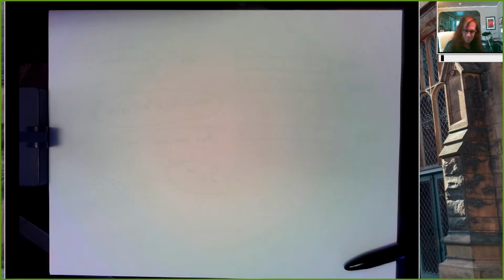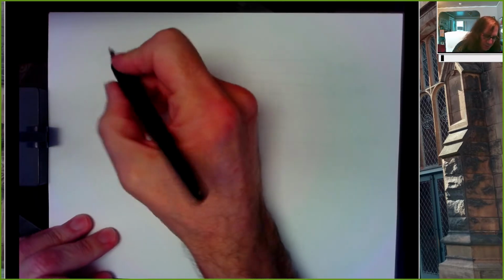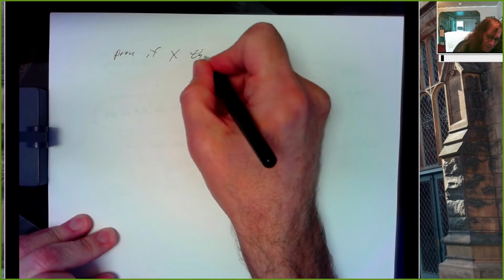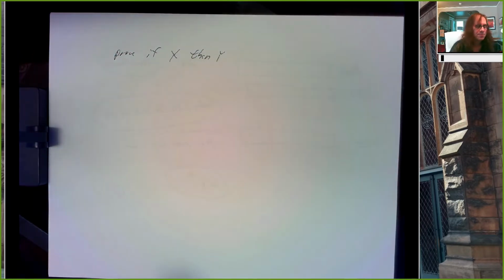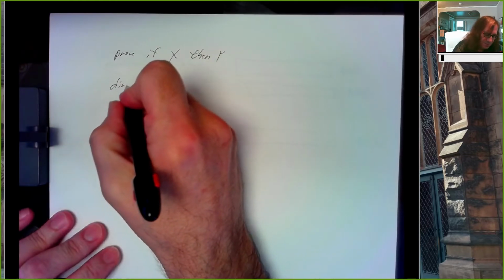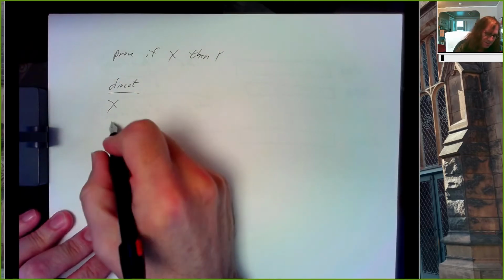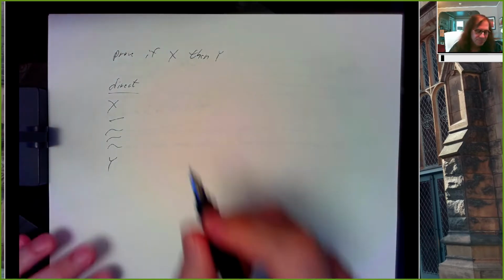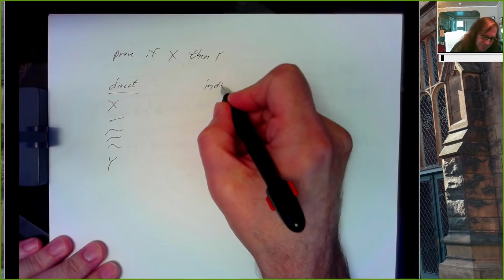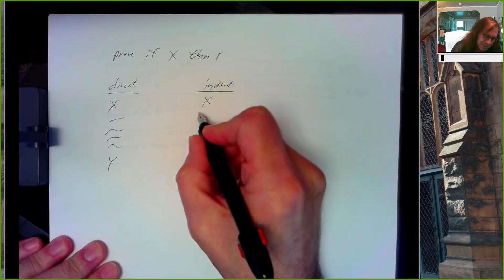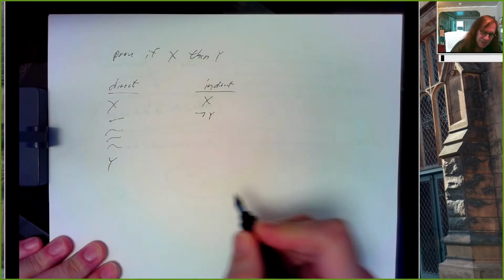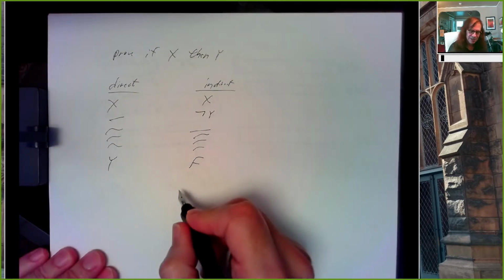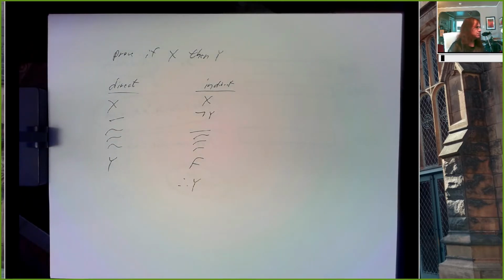So typically, we're trying to prove if X, then Y. So direct proof, we start off with X and we do some other things and we end up proving Y. An indirect proof, we start off with X and we start off with not Y, and we argue and eventually we come up with false, and therefore we conclude Y is true.